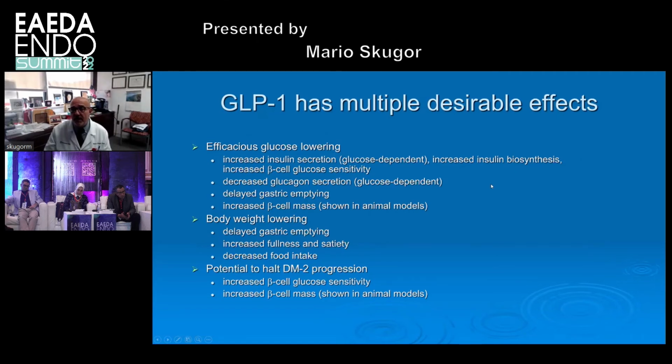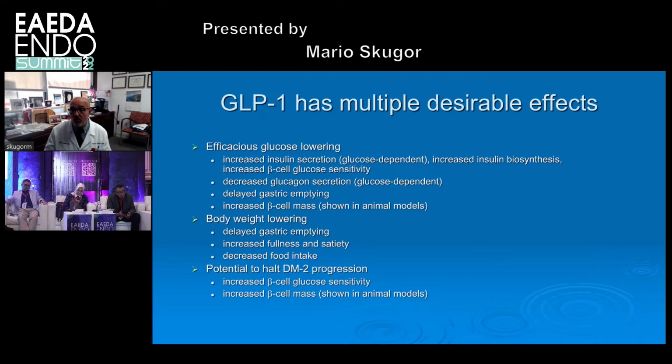Now, GLP-1 analogs were developed for treatment of diabetes, but they've been very effective in lowering body weight too. They do have a pretty good effect on glucose lowering because they increase insulin secretion in response to the meal, to the hyperglycemia. They decrease glucagon secretion, again, in response to glucose with hyperglycemia. They're glucose dependent. They delay gastric emptying. They increase the B cell mass in pancreatic islets.